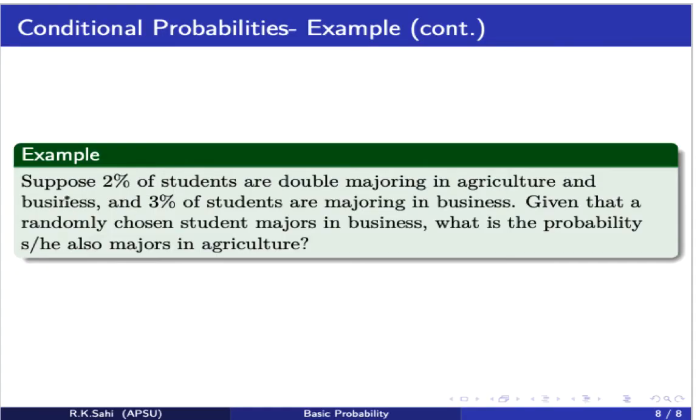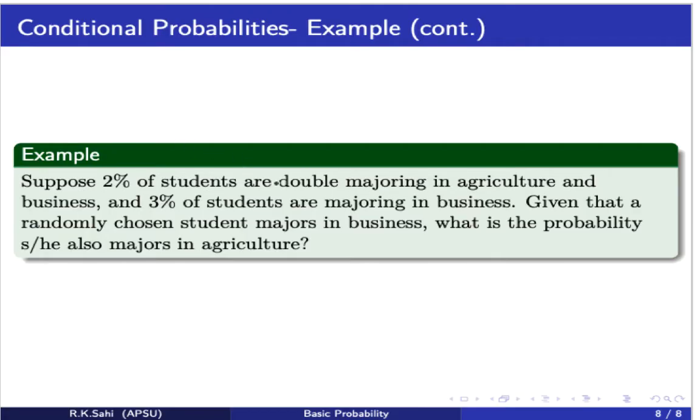Now here, suppose 2% of the students are double majoring in agriculture and business, and 3% of majors are majoring in business. Given that a randomly chosen student majors in business, what is the probability that he or she majors in agriculture?